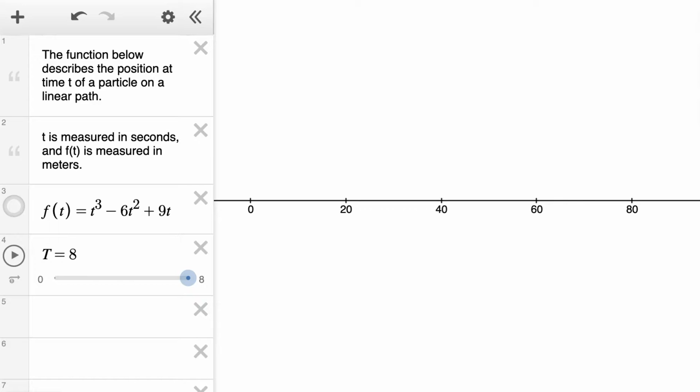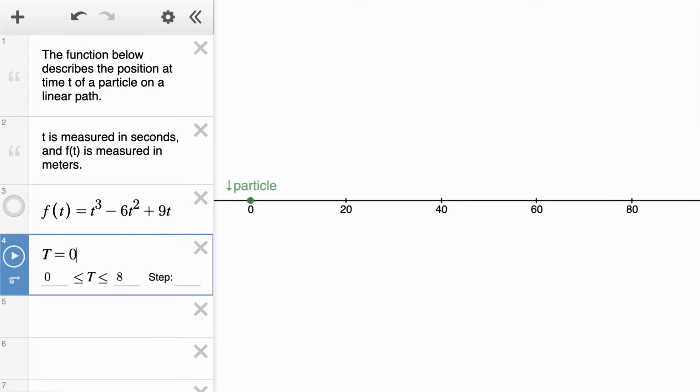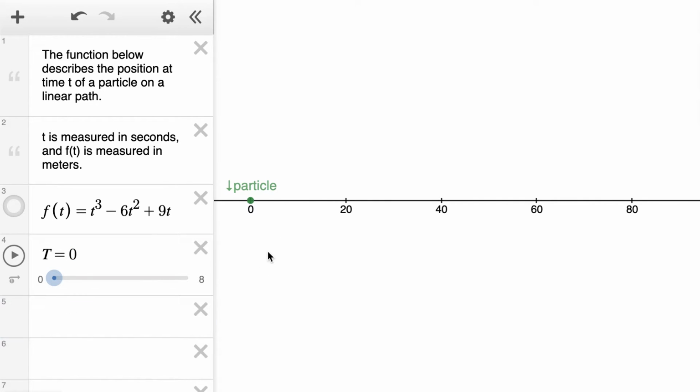And we think of this linear path as maybe just like a number line, and each of those tick marks on the number line would be 1 meter. So for example, at time t equals 0, which is when you get started, the position of the particle would be given by this function as 0 cubed minus 6 times 0 squared plus 9 times 0. So f of 0 is 0, which means at time t equals 0, the particle is at 0 meters on the number line.